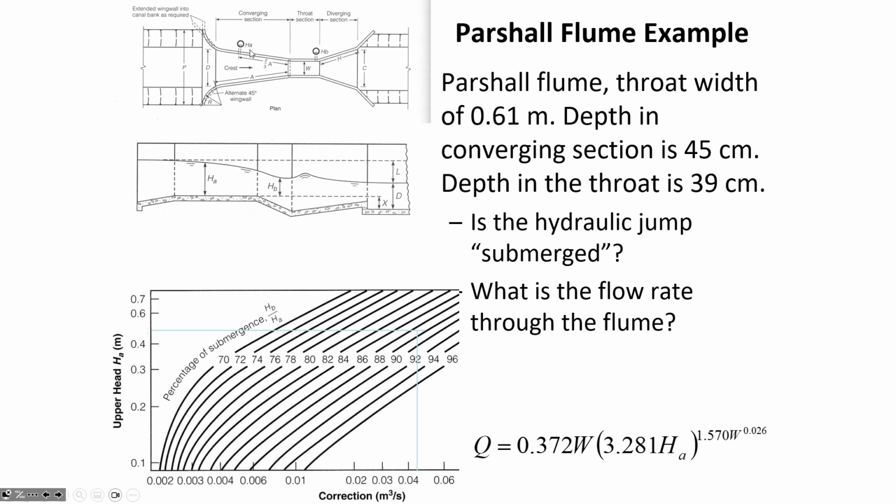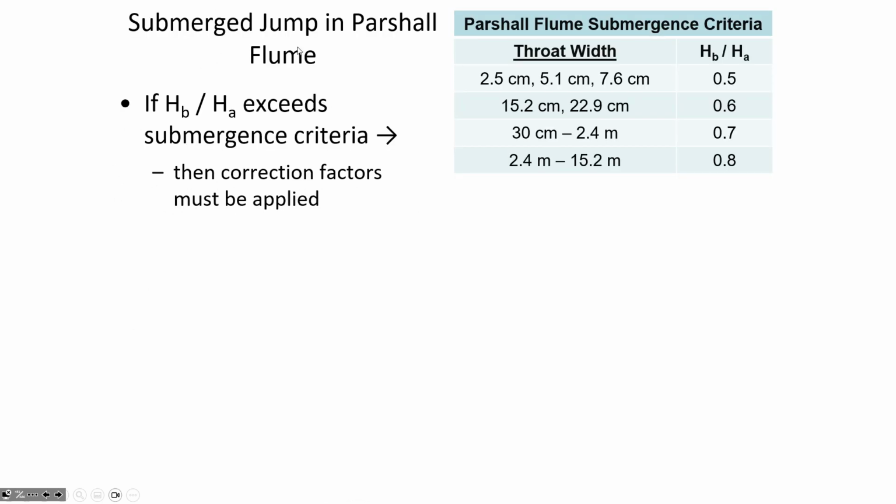So the ratio of the two, H sub B to H sub A, is 0.39 divided by 0.45, so 0.867. And for the flume that we're working with, our throat width is 0.61 meters. It puts us in this range where the maximum allowable H sub B to H sub A is 0.7. So this is greater than 0.7. So therefore, the throat is submerged.